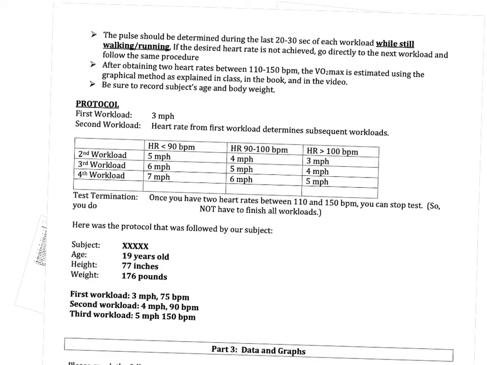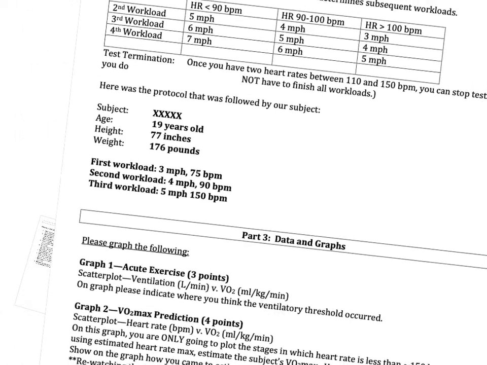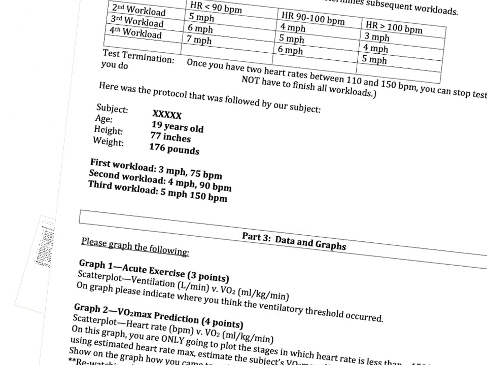So for our subject, I'm using the same subject data, I believe, from the VO2 max test. Here's their data, and here is what this subject did. So their first workload was at 3 miles per hour, and there was their heart rate. Then based on that heart rate, here was their second workload, and here was their third workload. Again, we only went to a third workload. We didn't do a fourth workload up there, right? Because there is a fourth.